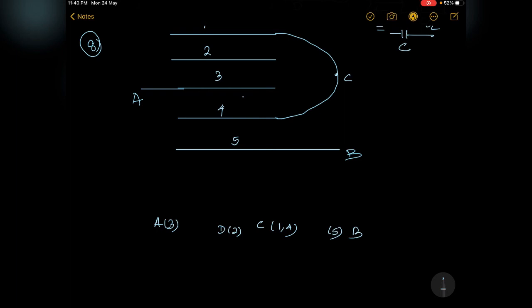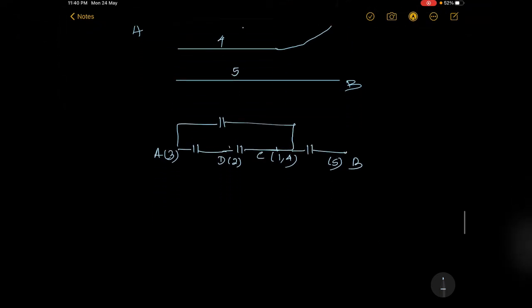Now, if I draw it, there is a connection between 1 and 2. 1 and 2 के बीच एक capacitor रहेगा, कर लिया मैंने. चलिए. Then 2 and 3 के बीच एक capacitor रहेगा, draw कर लिया मैंने. Then 3 and 4 के बीच कैपेसिटर हो गया. 4 एंड 5 के बीच एक कैपेसिटर रहेगा. ख़त्म मेरा. चलिए इसको अगेन रीड्रॉ करते हैं.